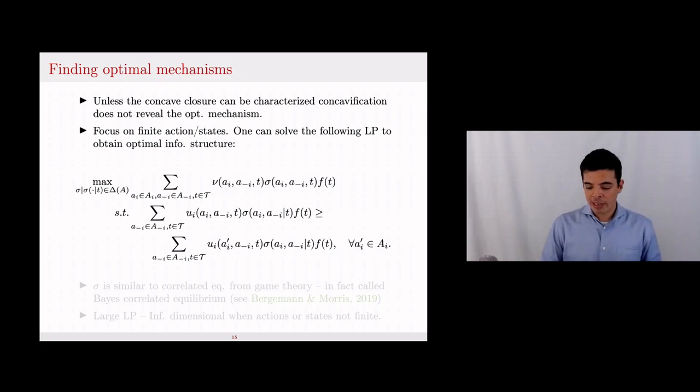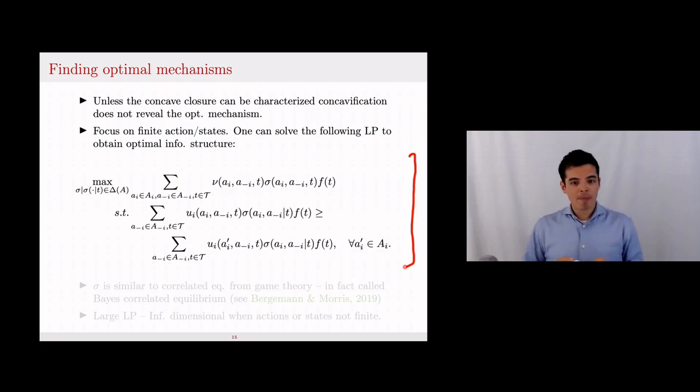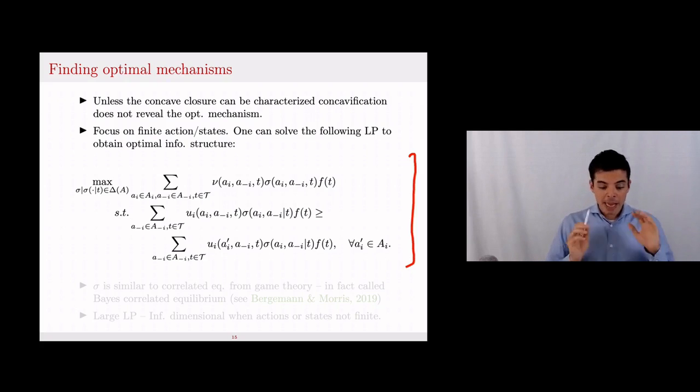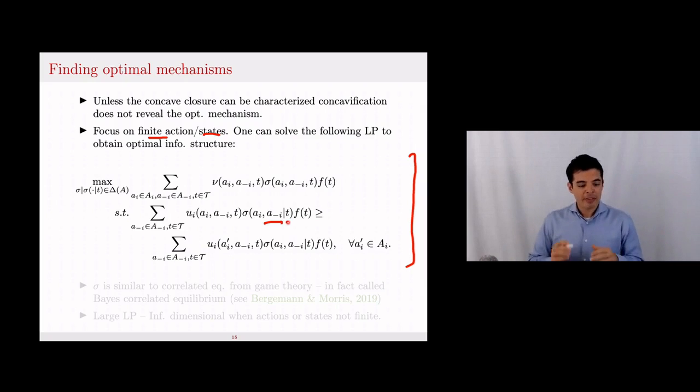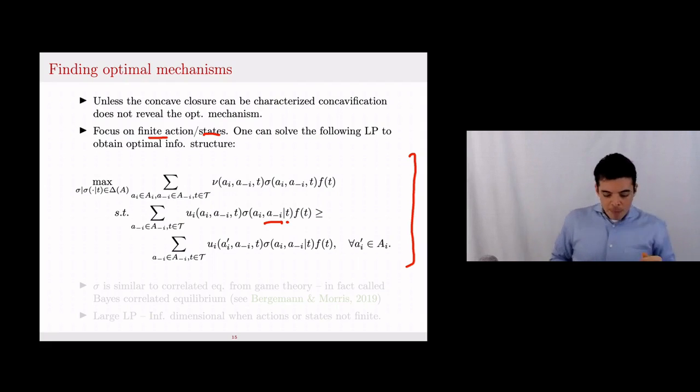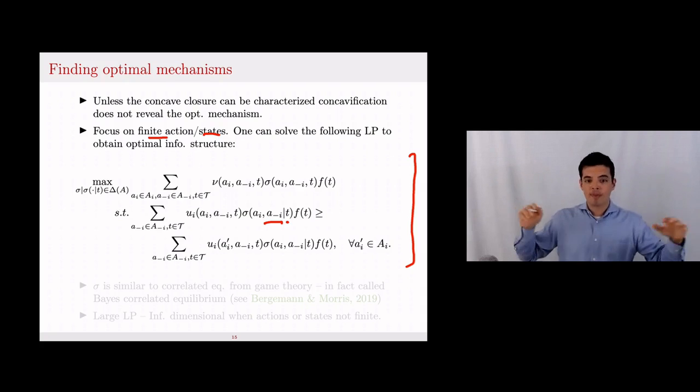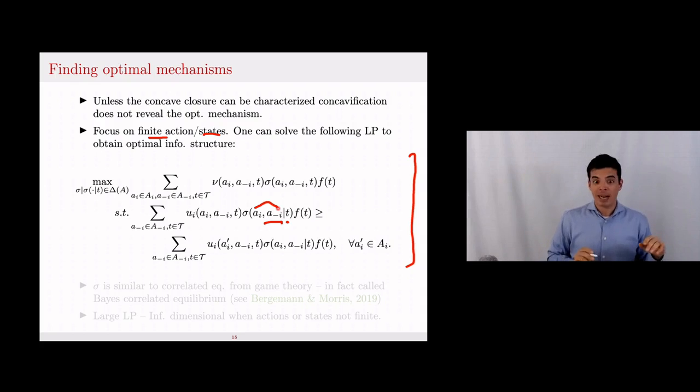Specifically, you would want to solve a linear program that looks like what I have on this slide. Here, my decision variable is sigma, and I'm assuming that there are finitely many actions and states. Sigma here is a function that is indexed with the actions as well as the state. And if there are finitely many actions and states, you can think about sigma as just a long vector, basically. How do I think about this setting? Suppose that for each state realization t, the designer induces a distribution over possible outcomes, a distribution over a_i's and a_minus_i's. And this distribution that I am focusing on for each state realization t is exactly the quantity that you see over here.